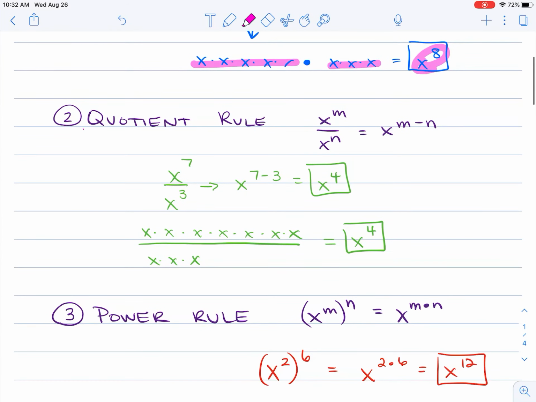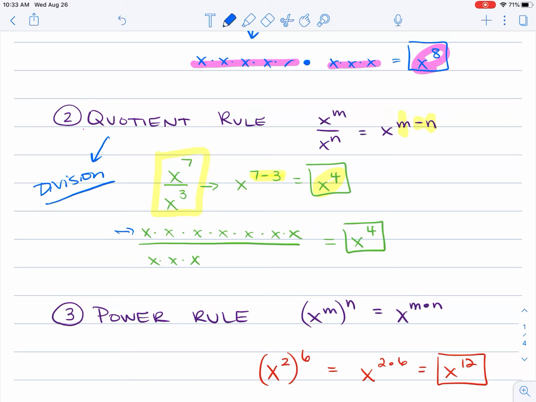For the quotient rule, quotient means to divide. This means division. For the quotient rule, essentially the property is that you subtract. Okay, so you take the numerator power and subtract the denominator power. So in this example here, if I use the property, I did 7 minus 3 to get x to the 4th. Notice that the base does not change. It's still x.